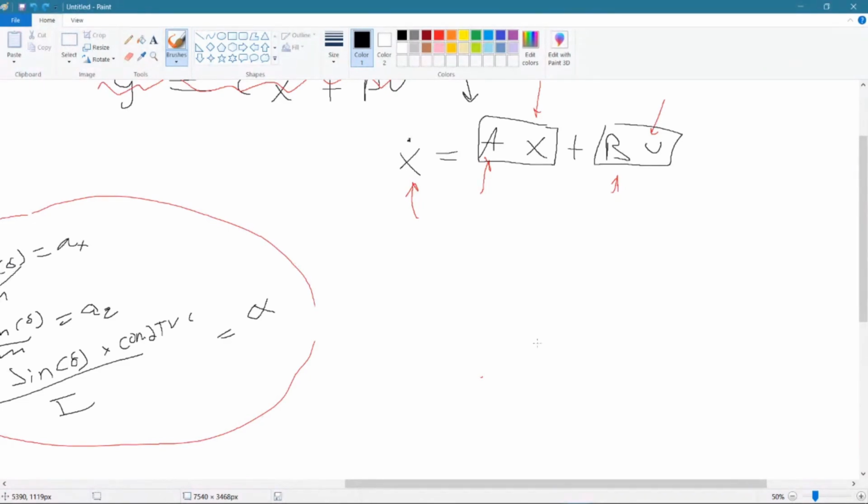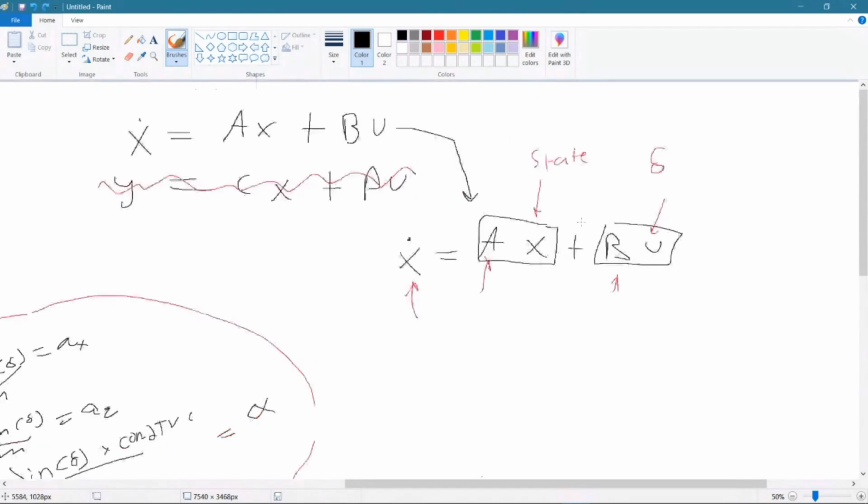Now, of course, we have to deal with A and B. And this is the slightly scary part. This is where we need to describe our system through these constants. So we know that these are two variables, but these are the two constants that we need to solve. A and B define how our system changes based on its current state and the current input.